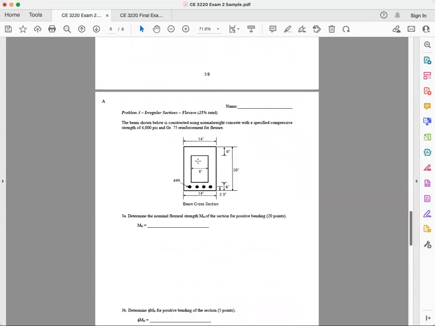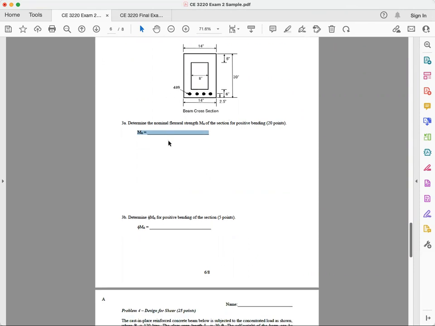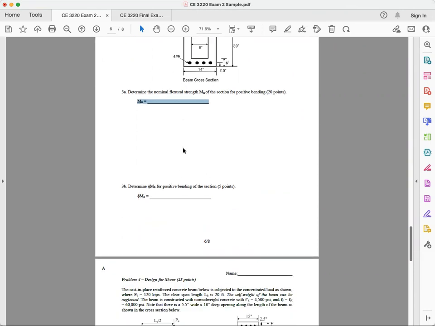Problem 3, I have this irregular section. I'm going to find a bending moment. Fortunately or unfortunately, we covered this already in the first exam. So you most likely will not see this problem. But still, if you want to calculate it, you're interested, let me know. We can discuss it.